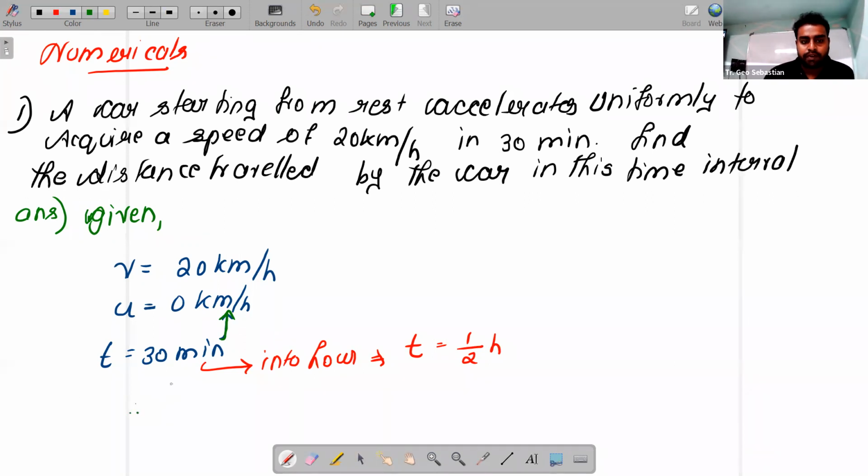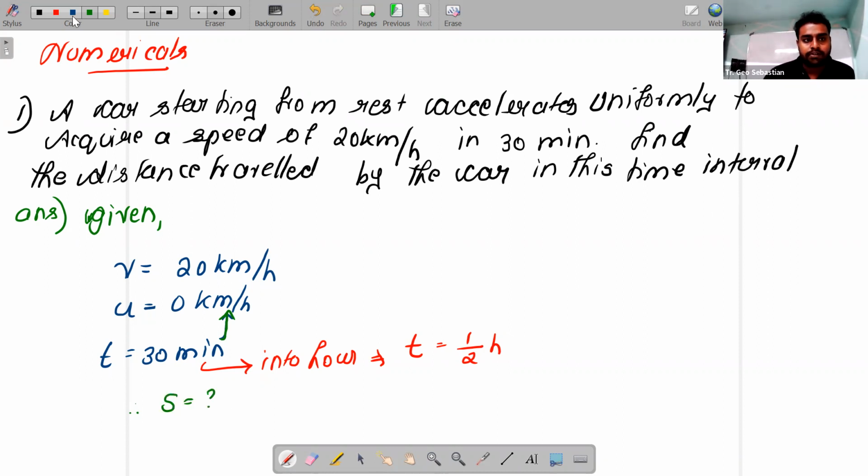So now write the equation. V is there, U is there, T is there. So what did they ask? They asked you to find the distance traveled.